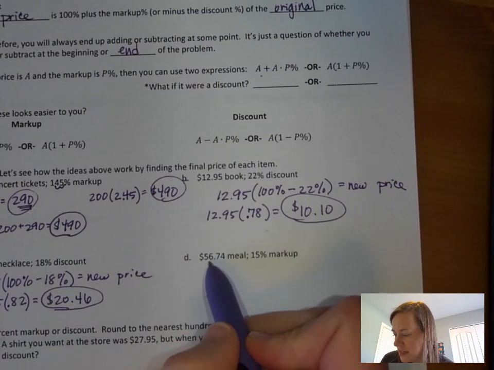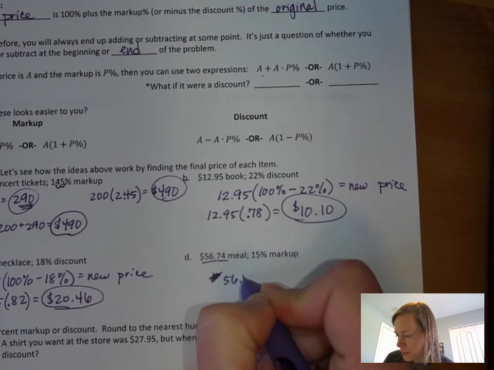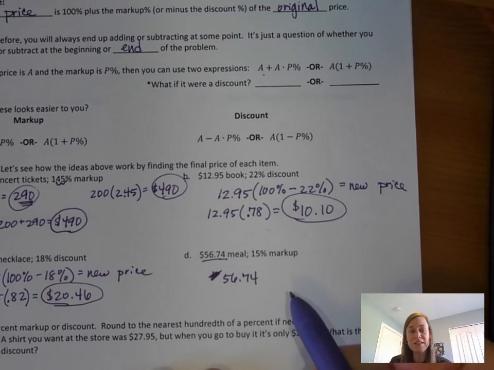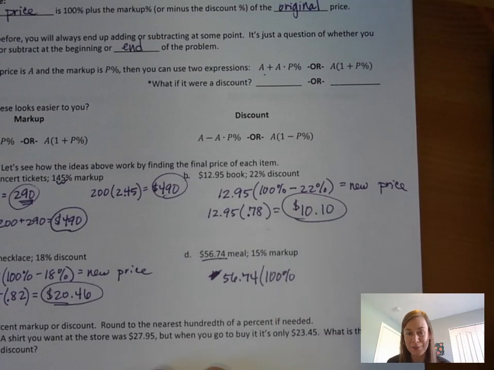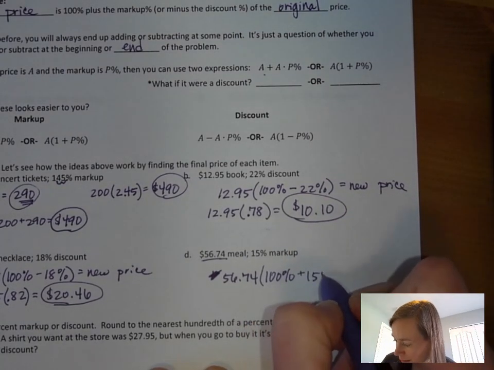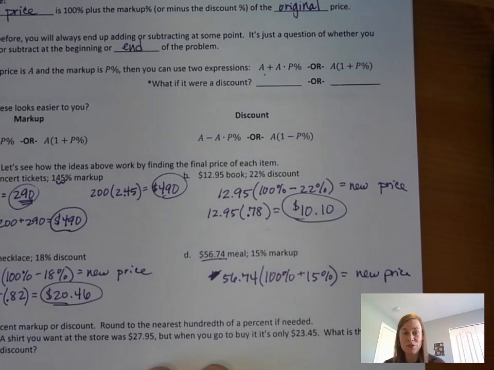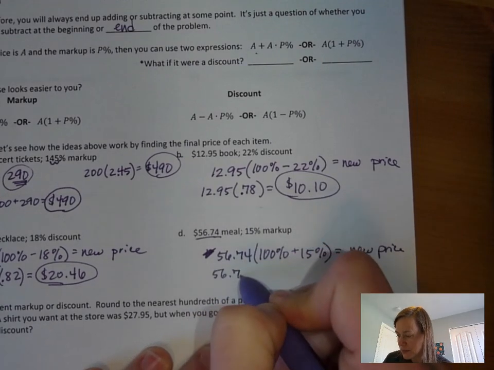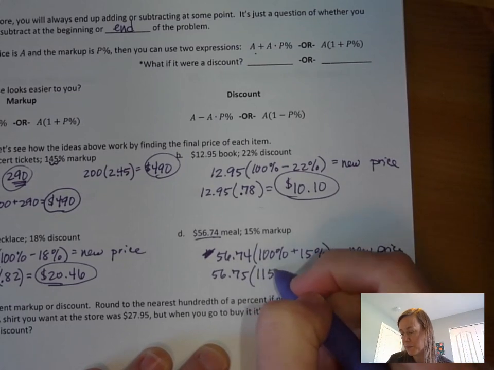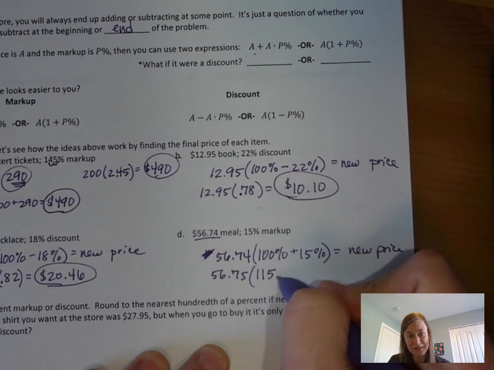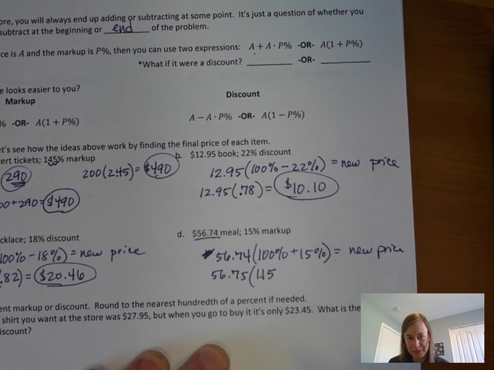So let's see, $56.74 for your meal. Whoops, try that again, 56.74. This time you have a 15% markup. Okay, so instead of subtracting my percentages, I'm going to add them, which is probably even a little easier. So you're going to add those percentages, multiply it out, and that's going to give you the new price. So let's do that. 56.74 times 100 plus 15 is 115%. Now make it into a decimal. Take that decimal point that you know is there and move it 2 places over. It's going to wind up right there.